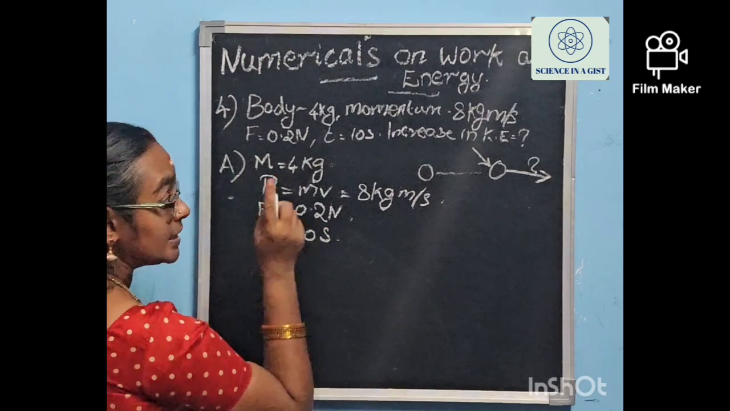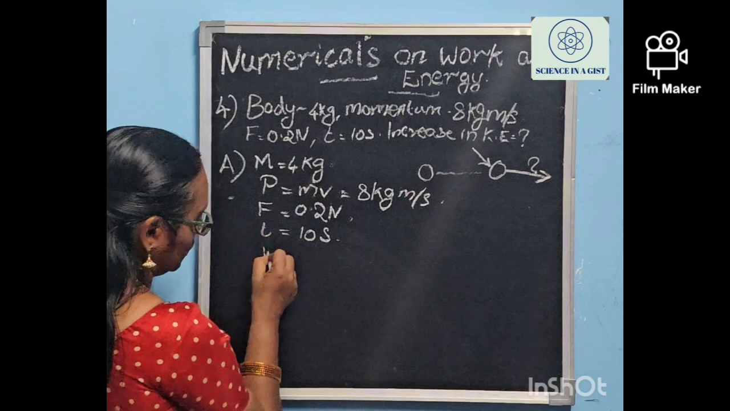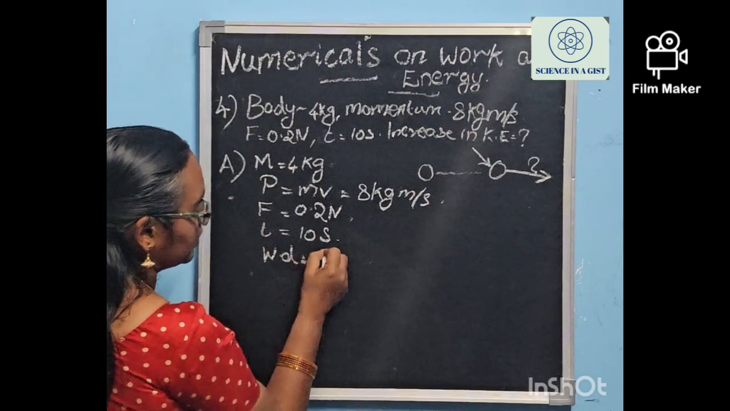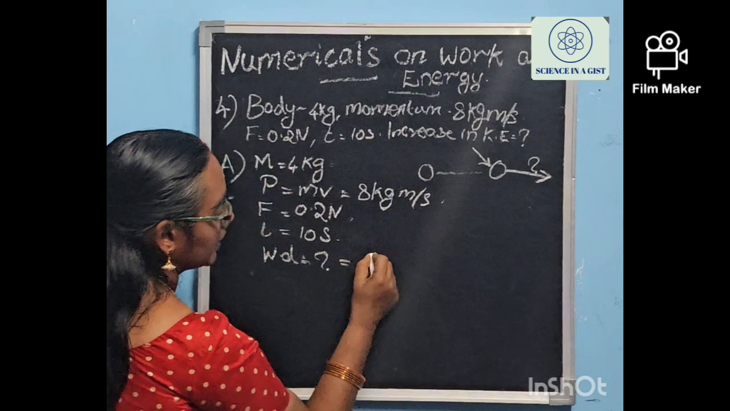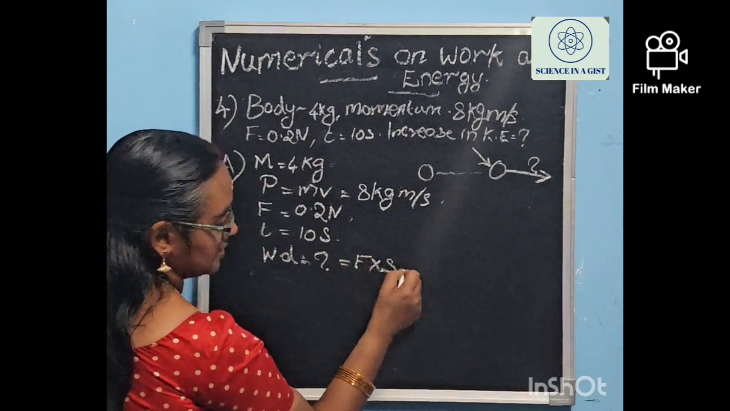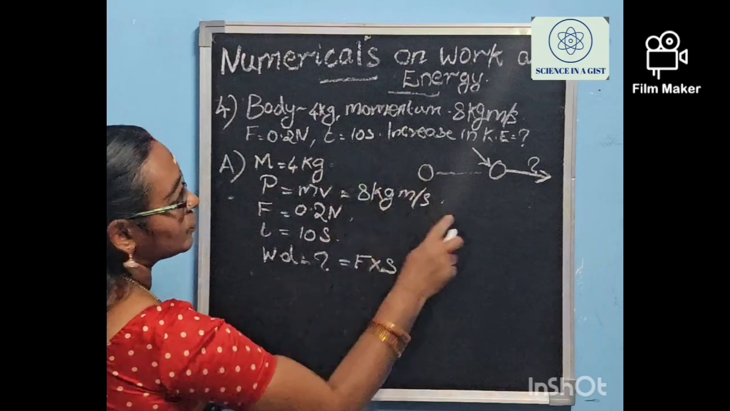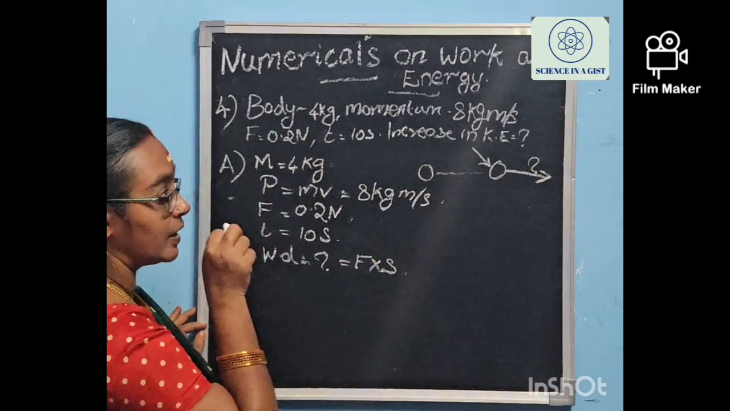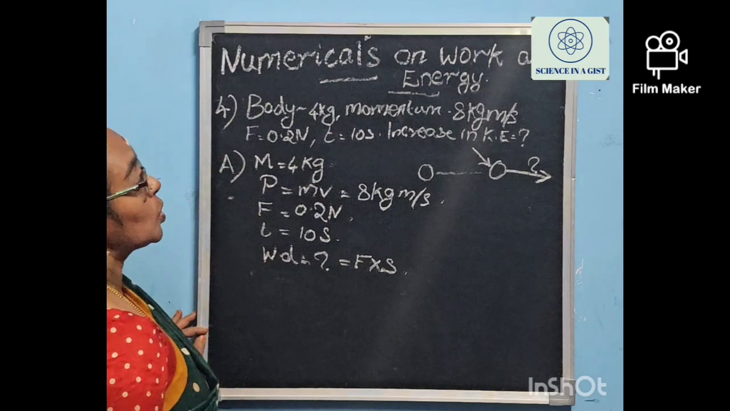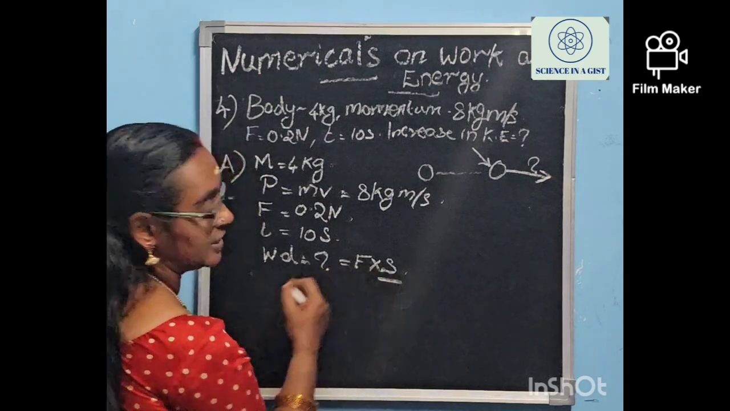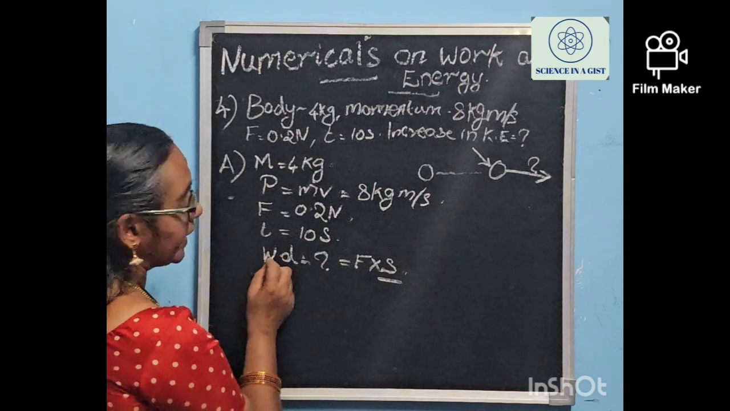Increase in kinetic energy. It is equivalent to what? Work done. Work done is equal to what? It is equal to F cross S, isn't it? What is the distance which it has travelled after applying force? We don't know. So we have to calculate this S initially. Then only we are able to calculate the work done.